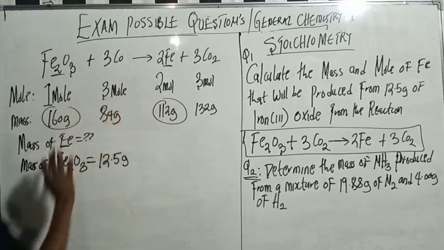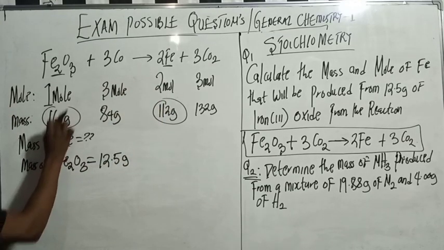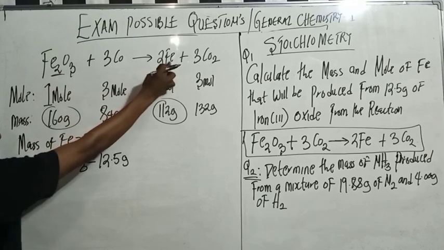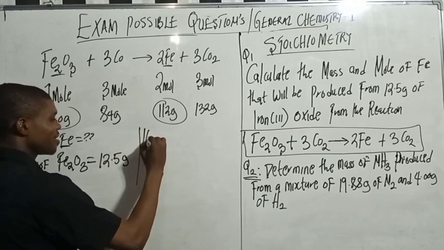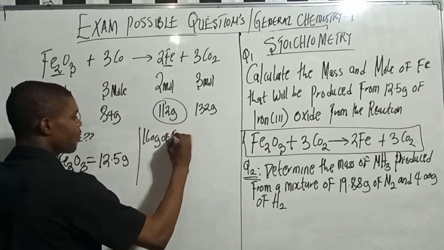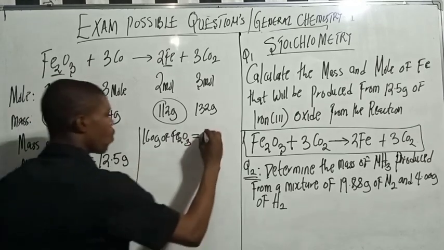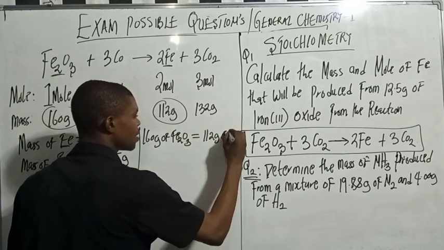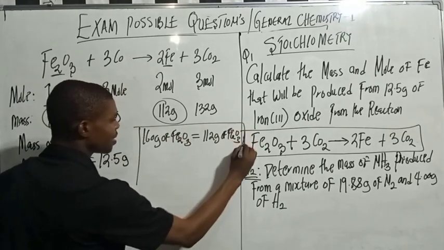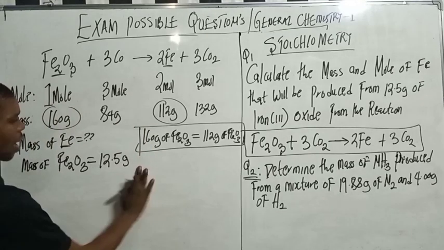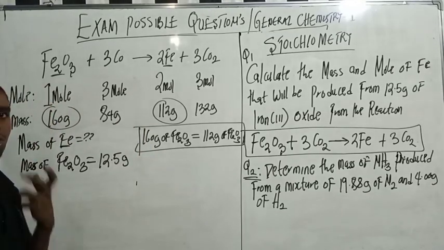So for the balanced equation here, from here I can say 160 gram of Fe2O3 is equal to 112 gram of Fe. Can you see that? So you really want to pay attention to that one here. How do I get this? It's very easy. From the parameter given to me to solve with.